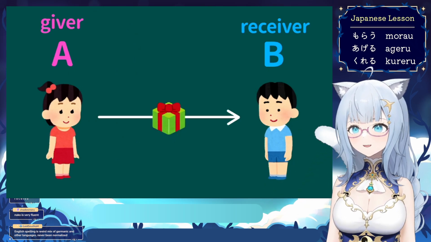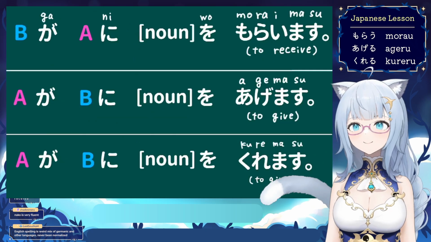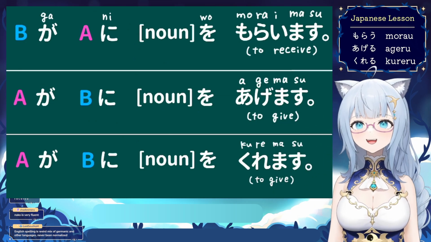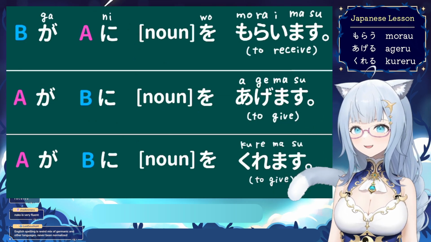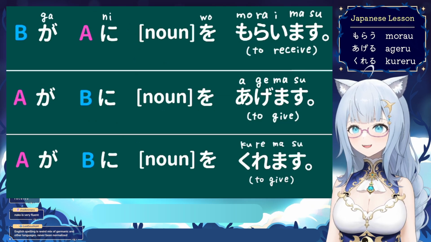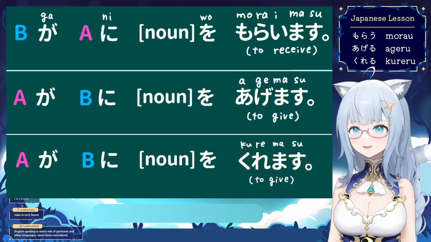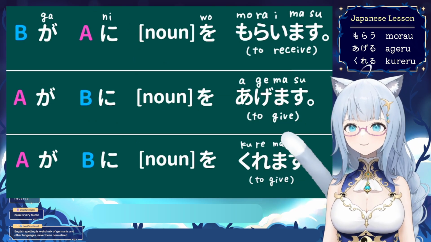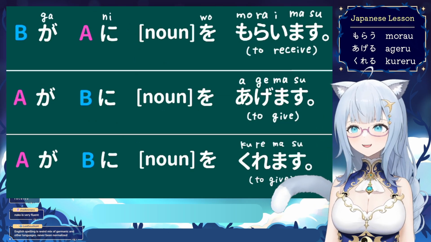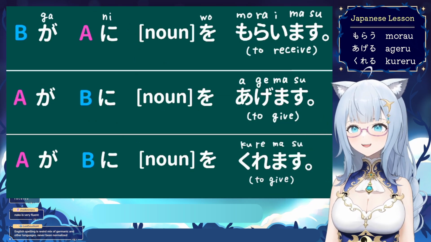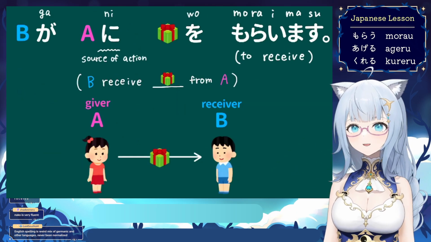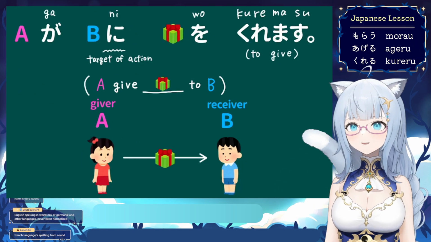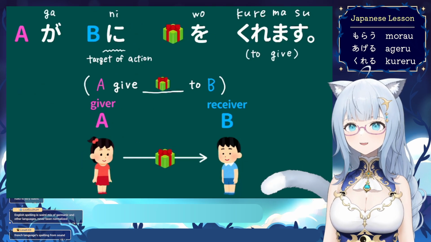A is a giver. B is a receiver. And these are the whole sentences. B が A に noun をもらいます。B received a noun from A. A が B に noun をあげます。A gives a noun to B. A が B に noun をくれます。A gives something to B.